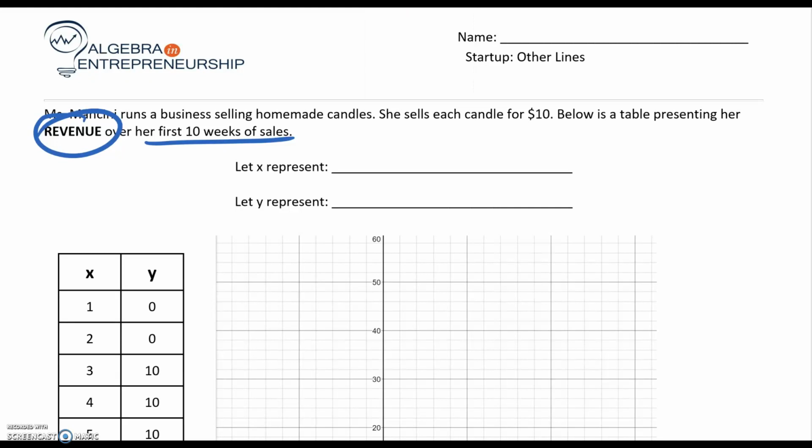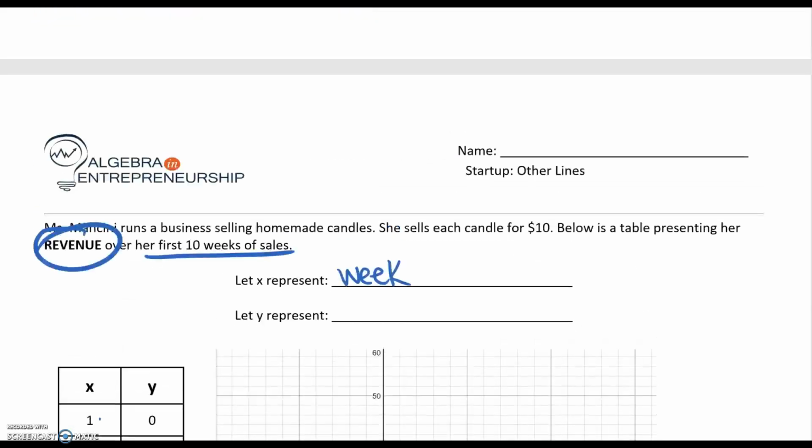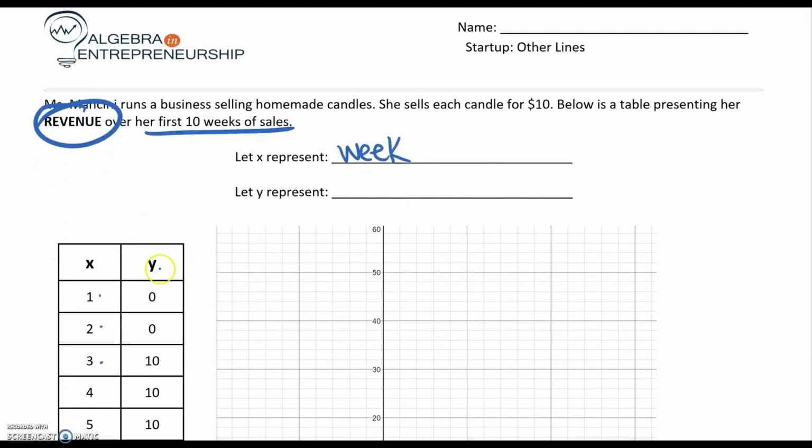So we're going to let X represent the week. So if you look at the table, this would be week 1, week 2, week 3, week 4, week 5, all the way up to week 10, first 10 weeks of sales. And in this video, our Y coordinates are going to be revenue instead of profit. Okay, so that's a dollar amount, revenue. This is a week number.